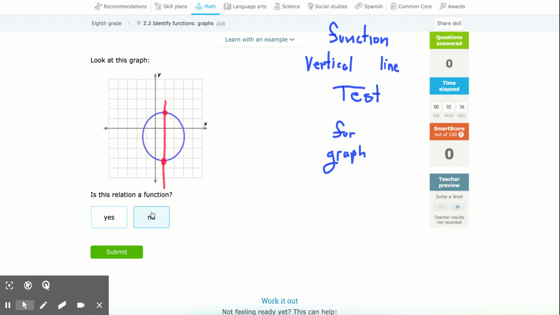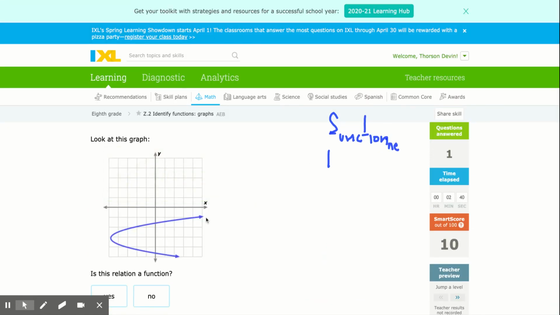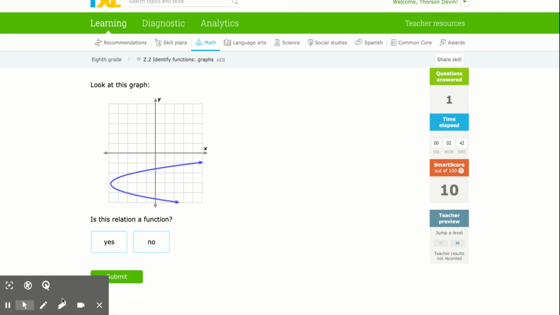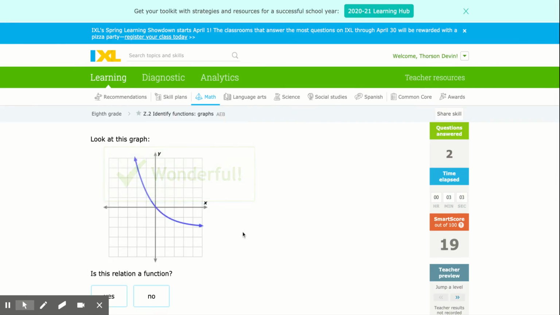So any vertical line. As you go through these, what you're going to want to do is just say, okay, is it possible for me, somewhere in this graph, to draw a vertical line that hits the graph in more than one spot? And so I draw this vertical line straight down like this, and lo and behold, I hit the graph in two spots. And so that means it is not a function. And that's all there is to this lesson.